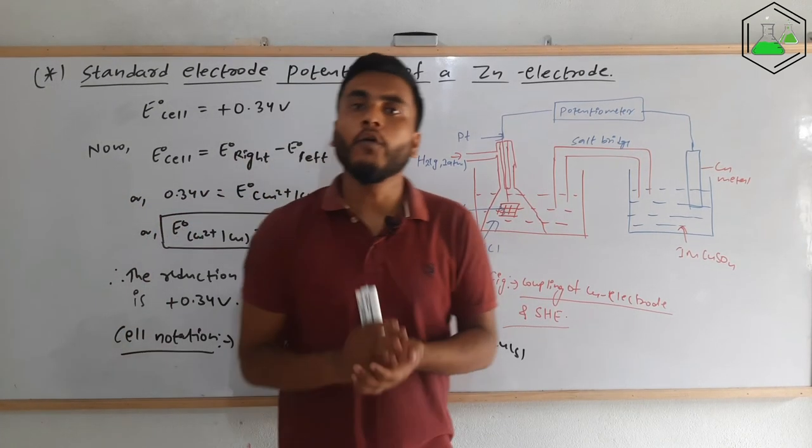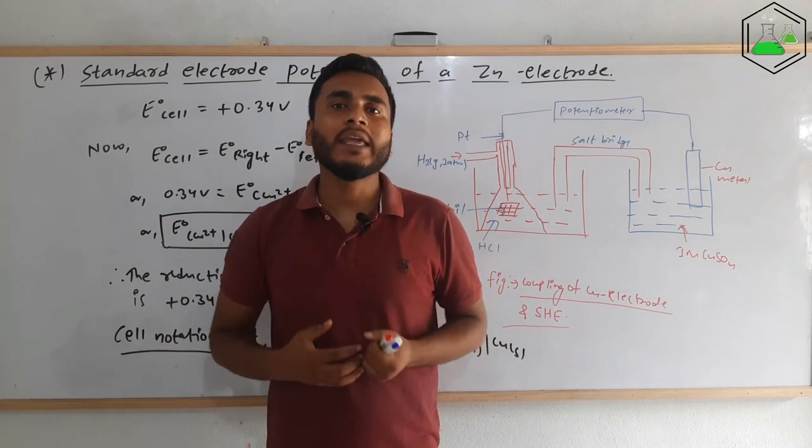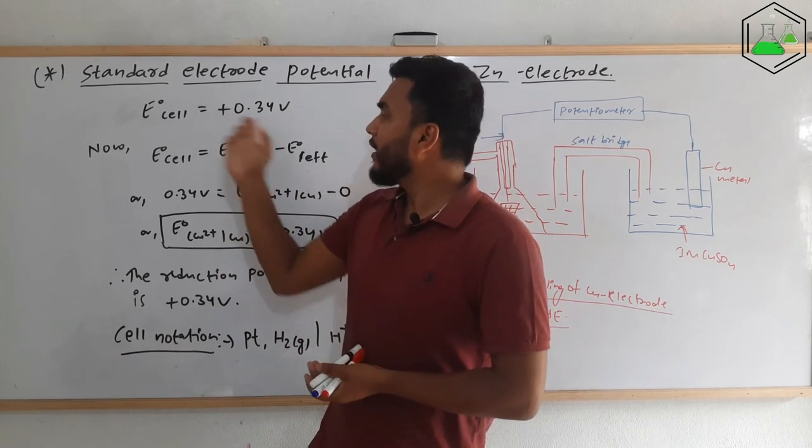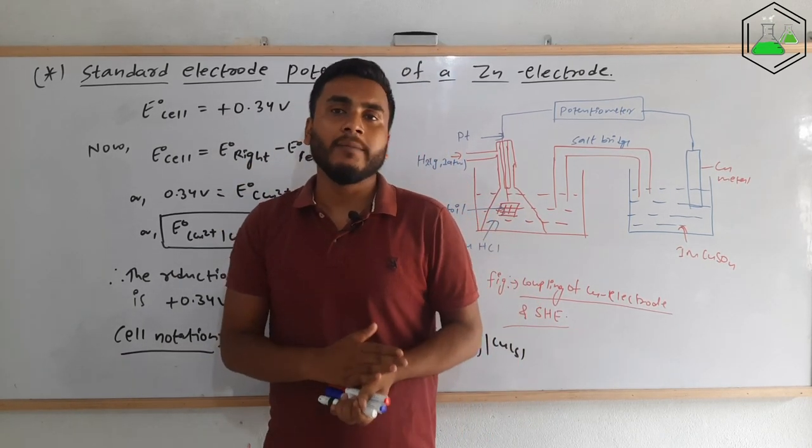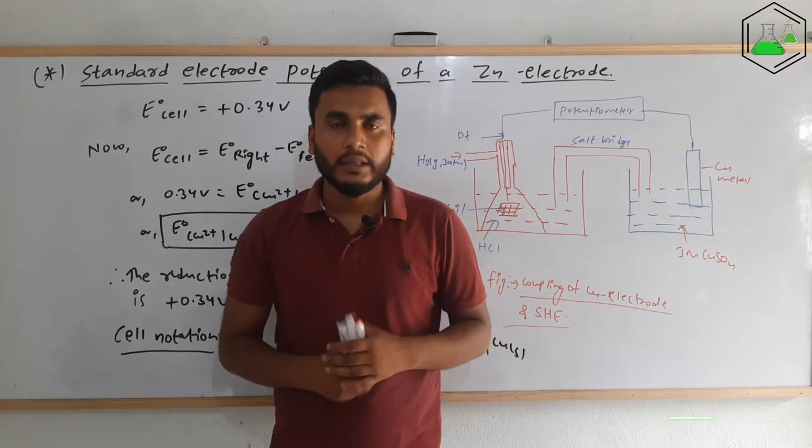and the value of standard reduction potential, or the standard electrode potential, of the copper electrode is found to be 0.34 volt. I hope you understood how we calculate the value of standard electrode potential of different cells by using this calculation method. That's all in this video.